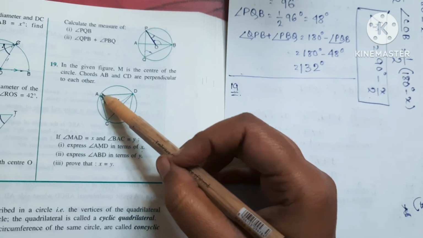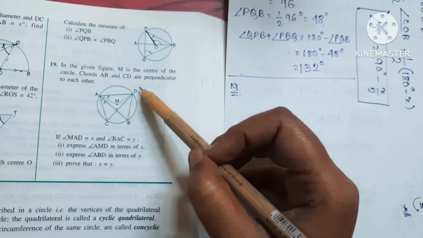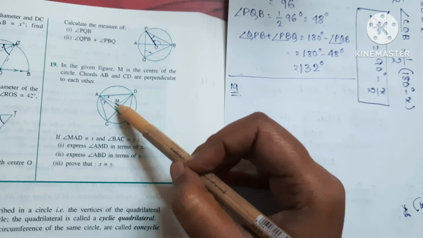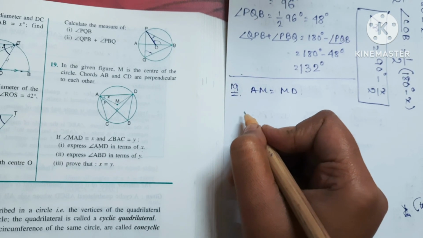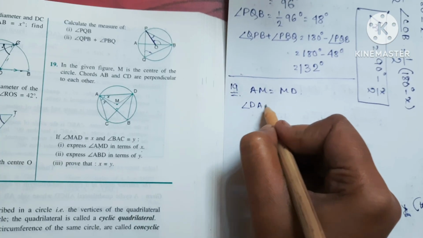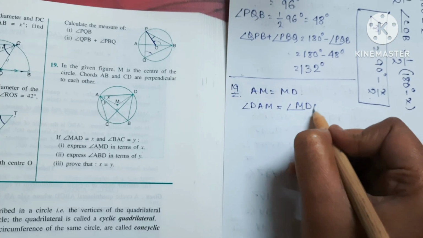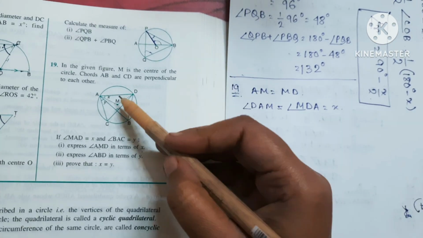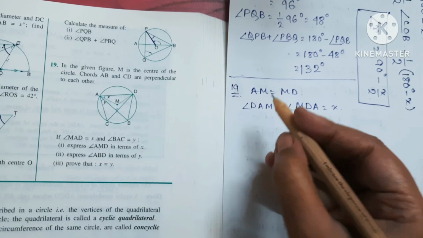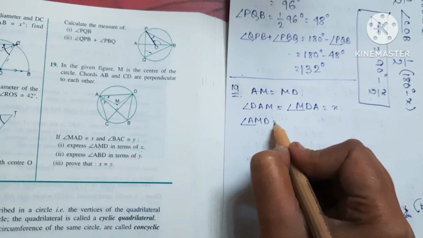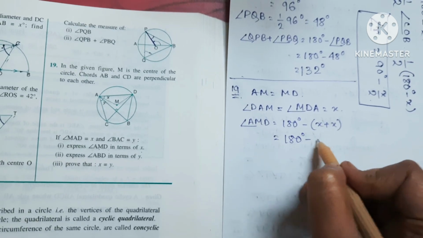Now see this triangle AMD. AMD is a triangle where AM and MD, they are equal. Why? Because they are radius of same circle, right? So AM is equal to MD. So that means angle DAM or MAD will be equal to MDA equal to X, right? So MDA is also X. Now you have to express AMD in terms of X. So angle AMD is 180 degree minus X plus X. So it will be 180 degree minus 2X.